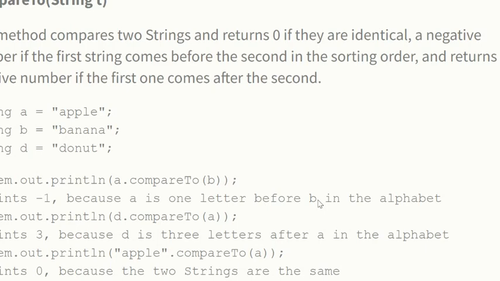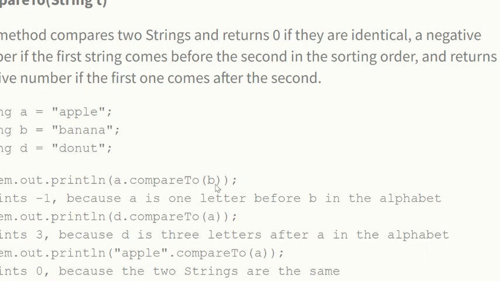compareTo compares two strings and tells you which one comes first in the alphabet. So if you were having to sort some things, you could use compareTo to say, oh, does this go before that? So here I've got 3 words, apple, banana, and donut. And there are variables with the first letter just to keep track. So if I did A dot compareTo B, it's going to give you a negative number, or it's going to give you 0, or it's going to give you a positive number.